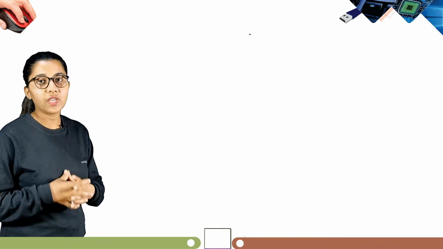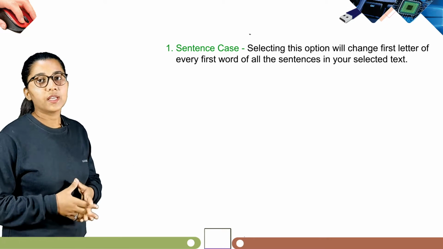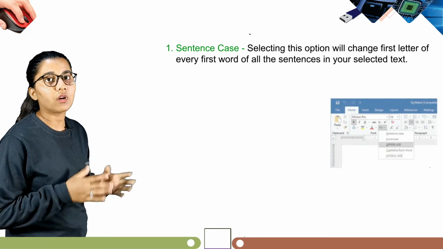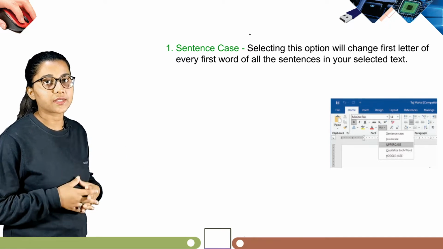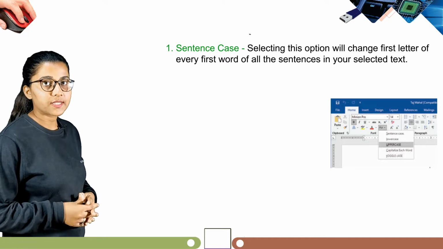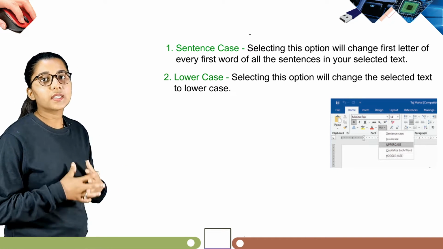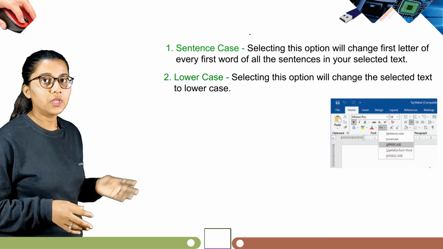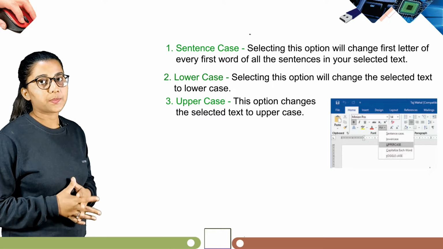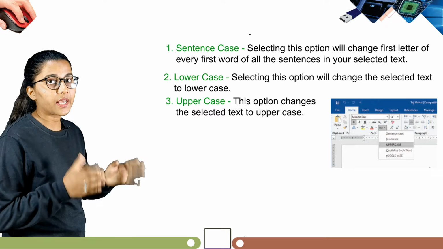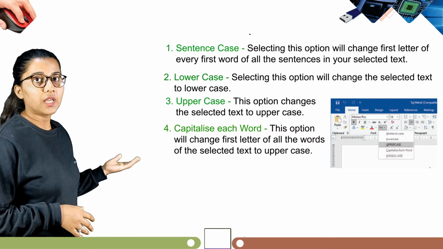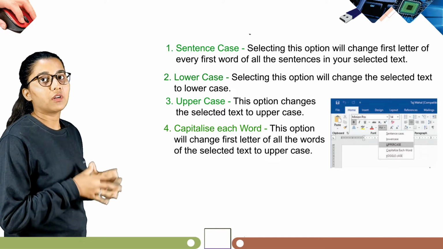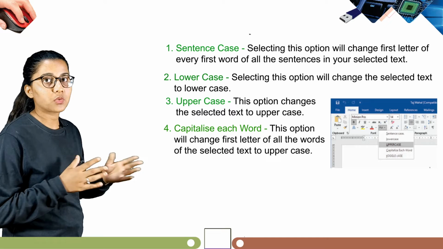So students, first we have Sentence case. Selecting this option will change the first letter of the first word of every sentence in your selected text. Next, second, lowercase. Selecting this option will change the selected text to lowercase. Now third, we have uppercase. This option changes the selected text to uppercase. Fourth, capitalize each word. This option will change the first letter of all the words of the selected text to uppercase.